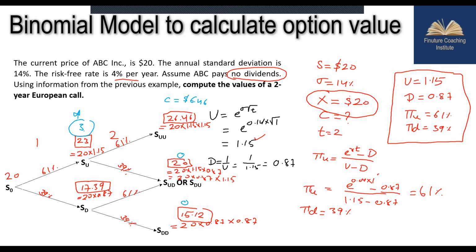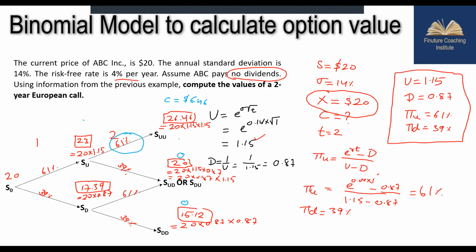Over here, at year 1, you will not calculate the call value because it is a European option. You cannot exercise it in between. You can only exercise it at maturity. So this step is done only for the American option. So what we'll do is calculate the expected value of this. Over here it's 0. So the call price is 6.46 and the probability of having this call price is 61%.